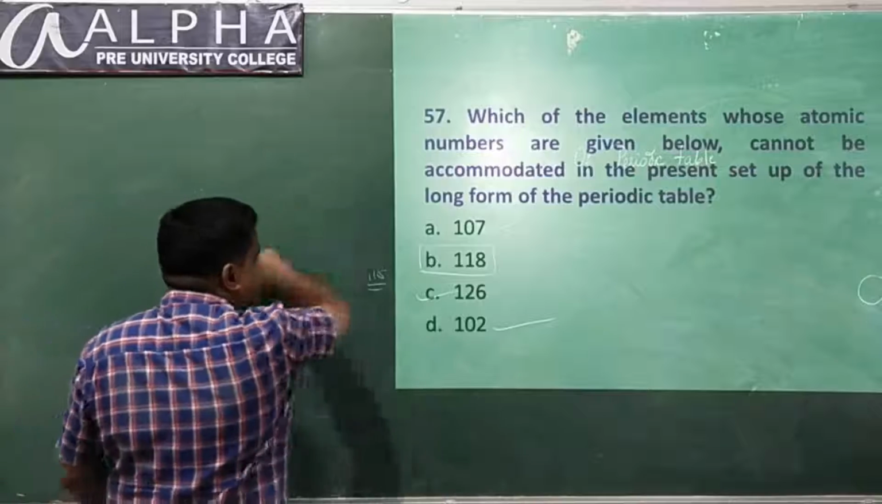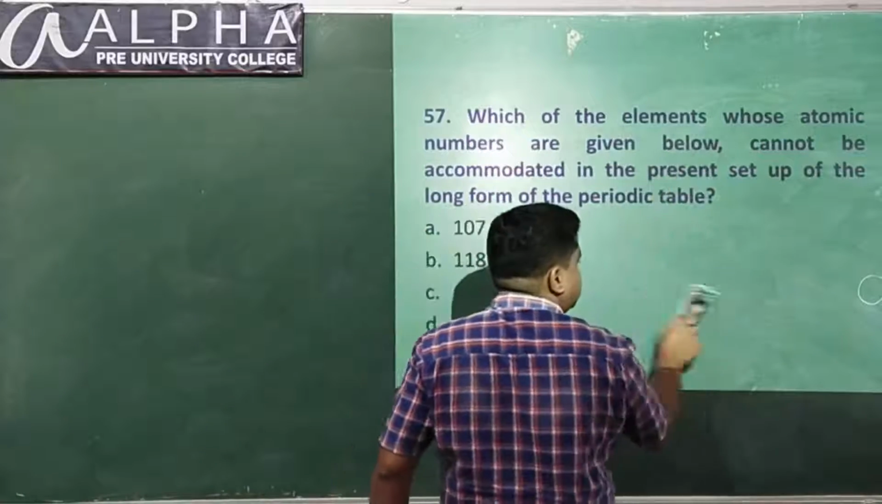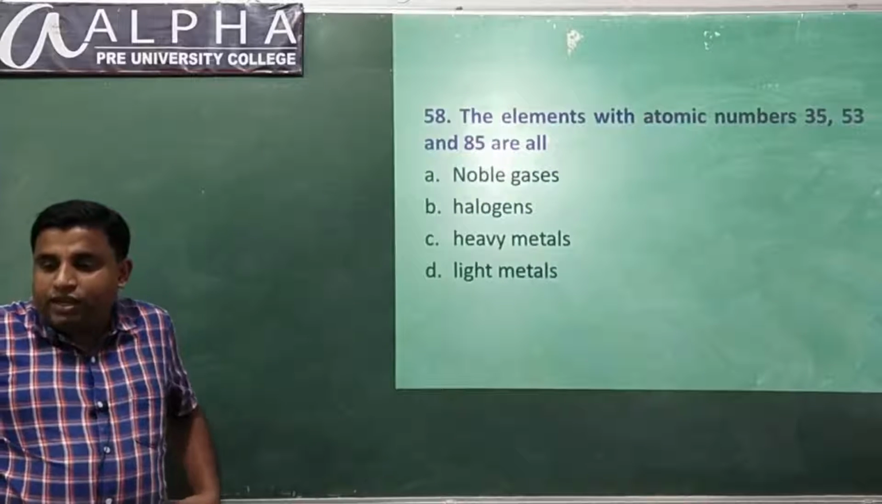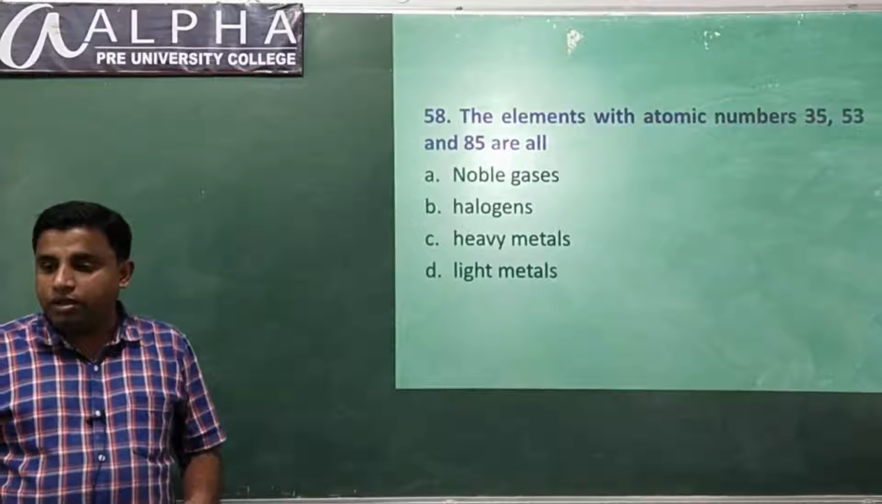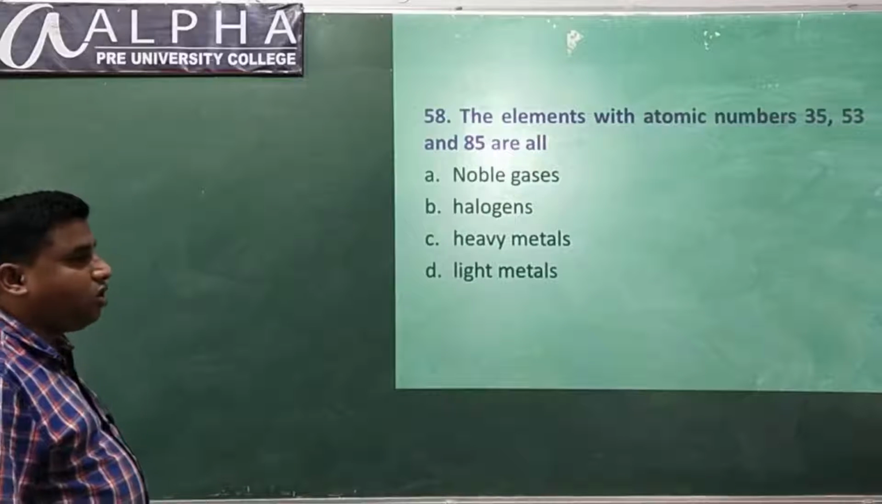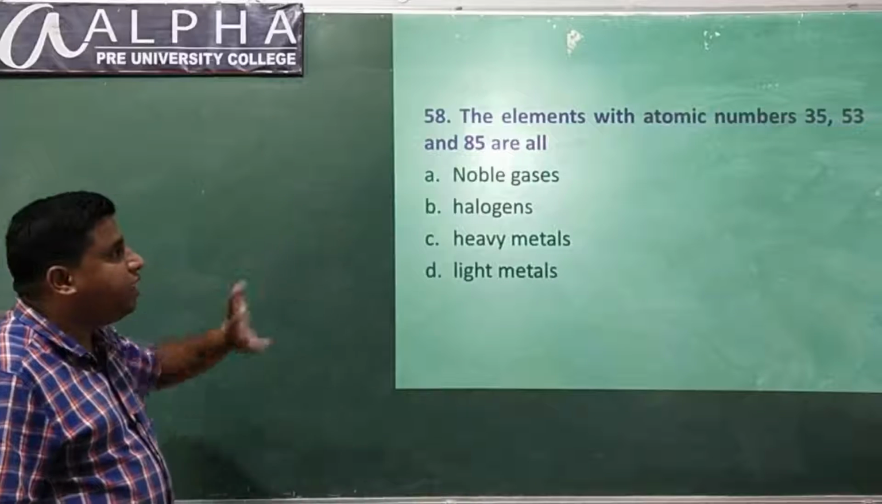Next question. Elements with atomic number 35, 53 and 85 are all what? Are they noble gases or halogens or heavy metals or light metals?